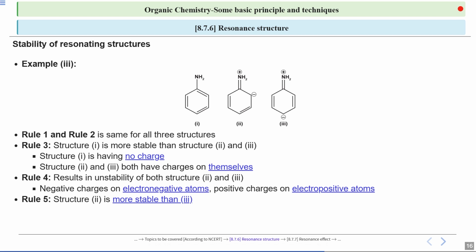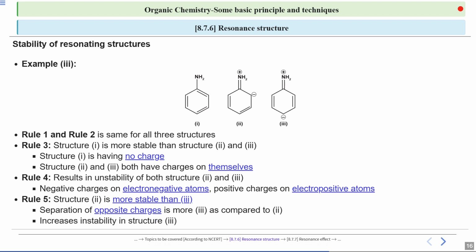Moving on to the last rule, which is rule number 5. From rule number 5, it is clearly seen that structure 2 is more stable than structure number 3. Why are we saying it? Because there are two charges and these two are opposite charges. In structure number 2, these opposite charges are in close proximity, whereas in structure number 3, they are at a greater distance. Due to this reason, structure number 2 is more stable than structure number 3. Okay. I hope you are getting my point.